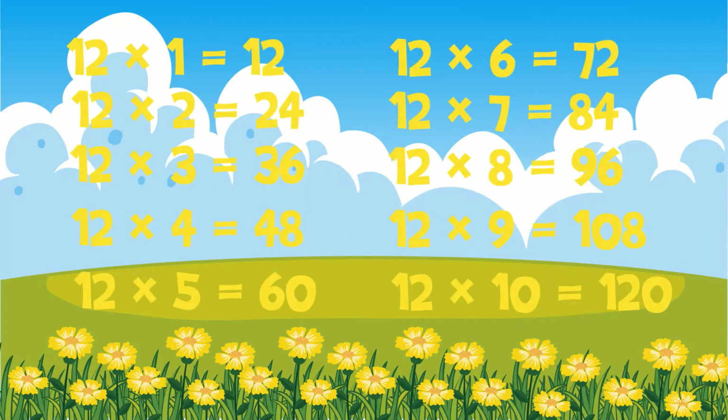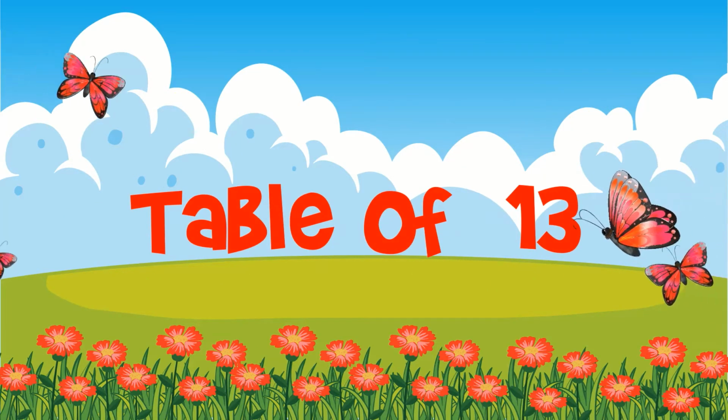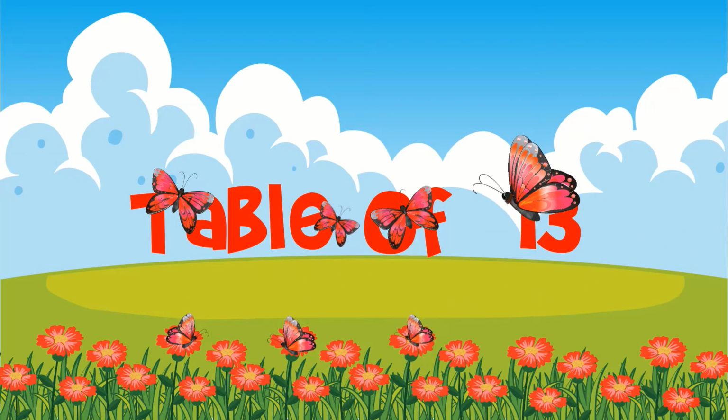Kids, repeat after me. 12 ones are 12. 12 twos are 24. 12 threes are 36. 12 fours are 48. 12 fives are 60. 12 sixes are 72. 12 sevens are 84. 12 eights are 96. 12 nines are 108. 12 tens are 120. Next we will learn table of 13.